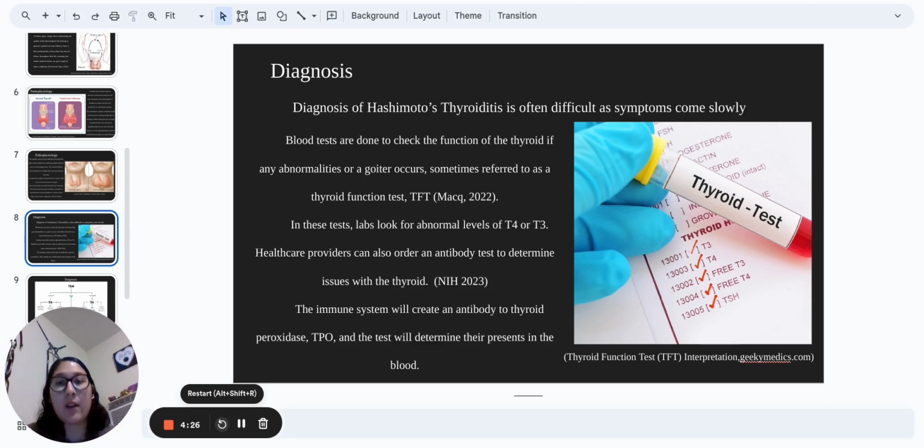So, seeing that Hashimoto's thyroiditis is an autoimmune response, the body will attack itself with the antibodies that it creates. So, if there is a large number of antibodies in the blood, it could be because the body is undergoing Hashimoto's thyroiditis, which could cause the inflammation.